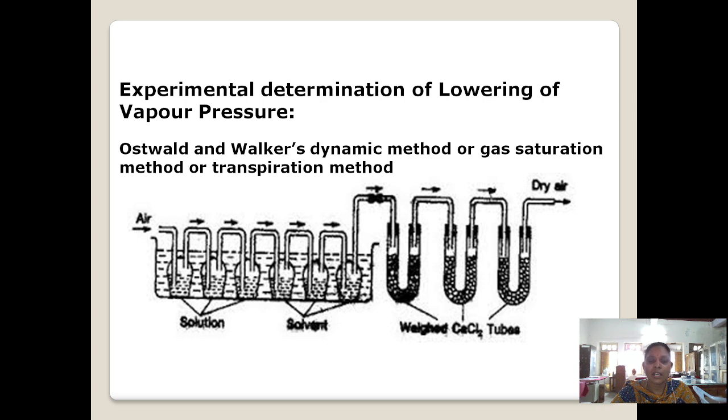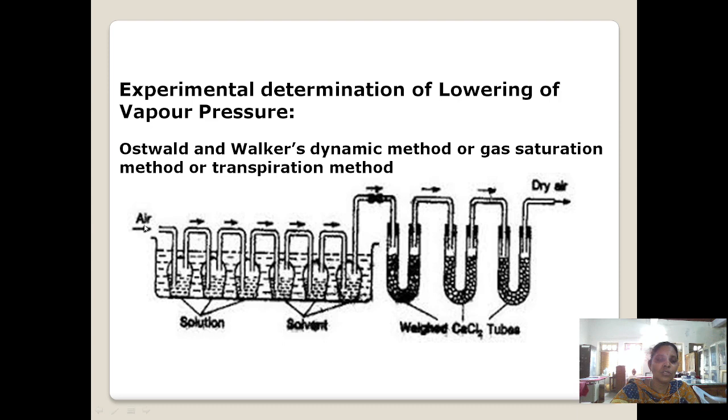Here I would like to mention one process, that is Ostwald's and Walker's process. It is also called the gas saturation method or transpiration method. First we will observe the experimental setup, and we have 6 bulbs which contain a certain amount of both solution as well as solvent, and these are kept in a water bath to maintain constant temperature conditions, that is a thermostat.